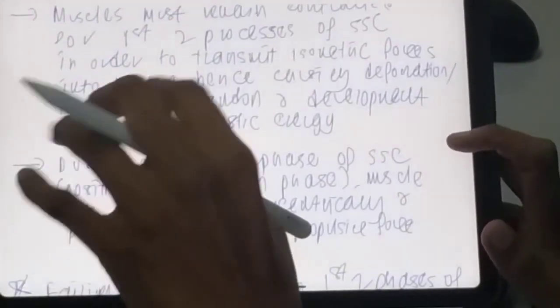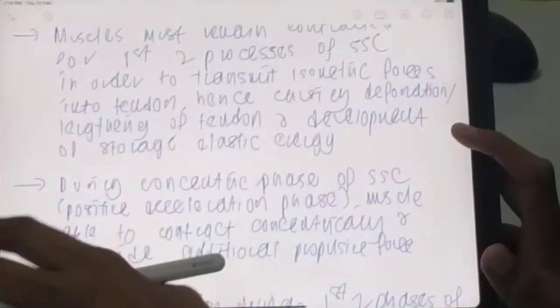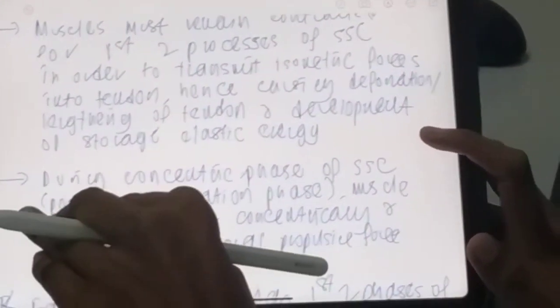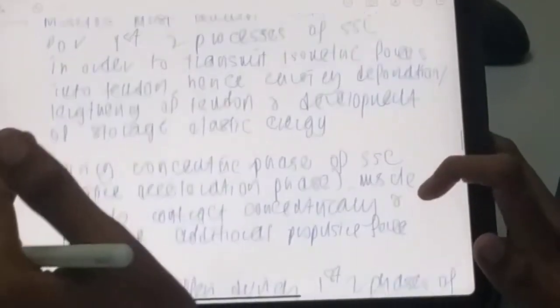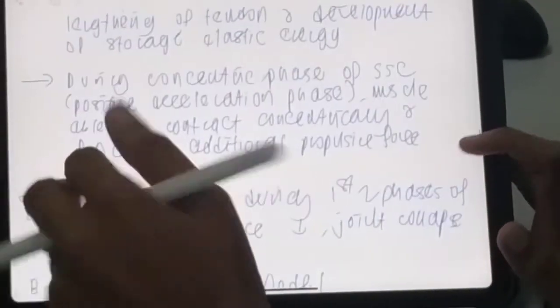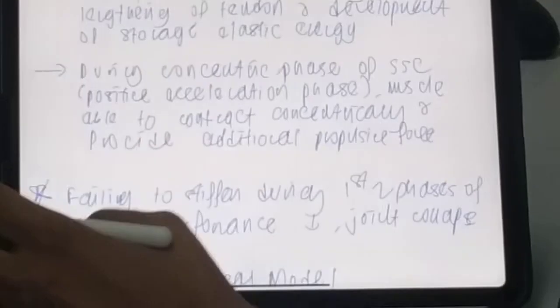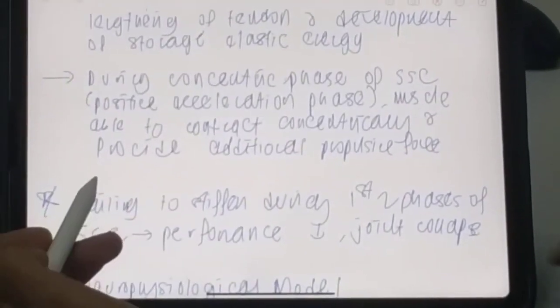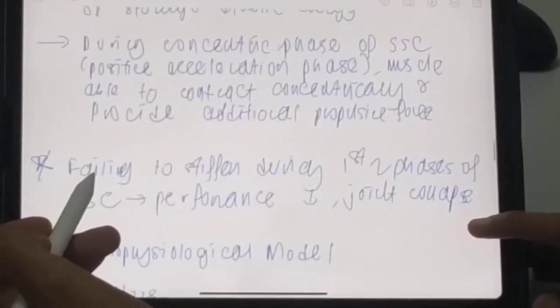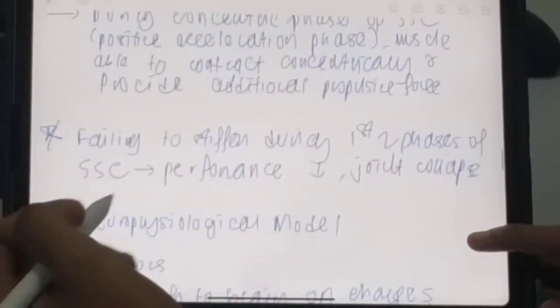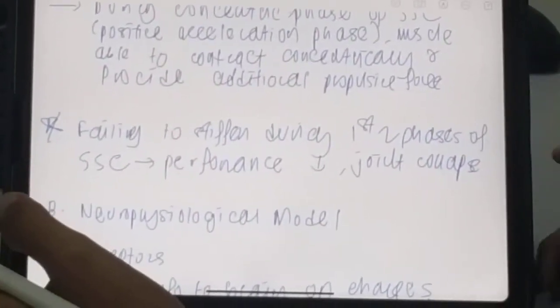During the concentric phase, which is the last one, the muscle will be able to contract concentrically and provide additional propulsive force. Let's say the first two phases, the eccentric and the amortization, fail to stiffen. Then the performance will drop, and the range of motion will be reduced.